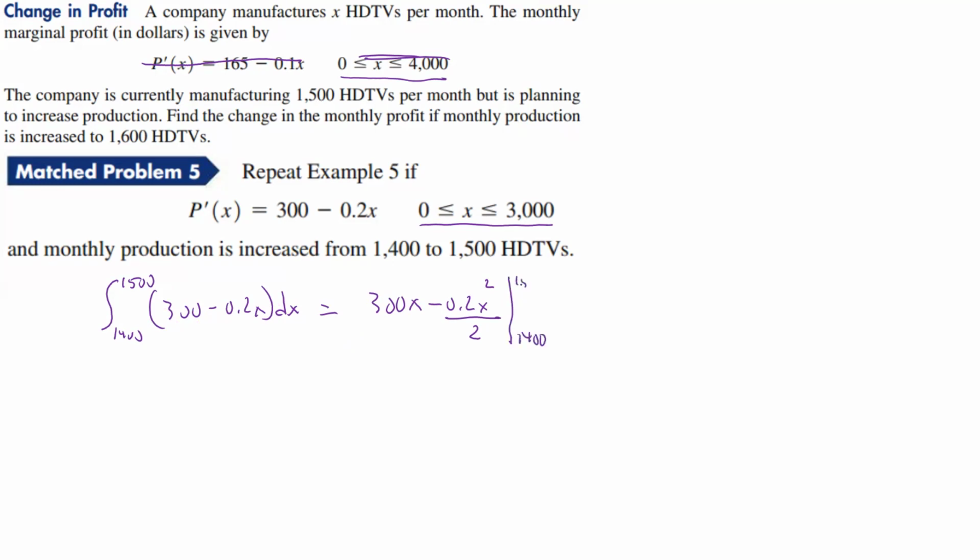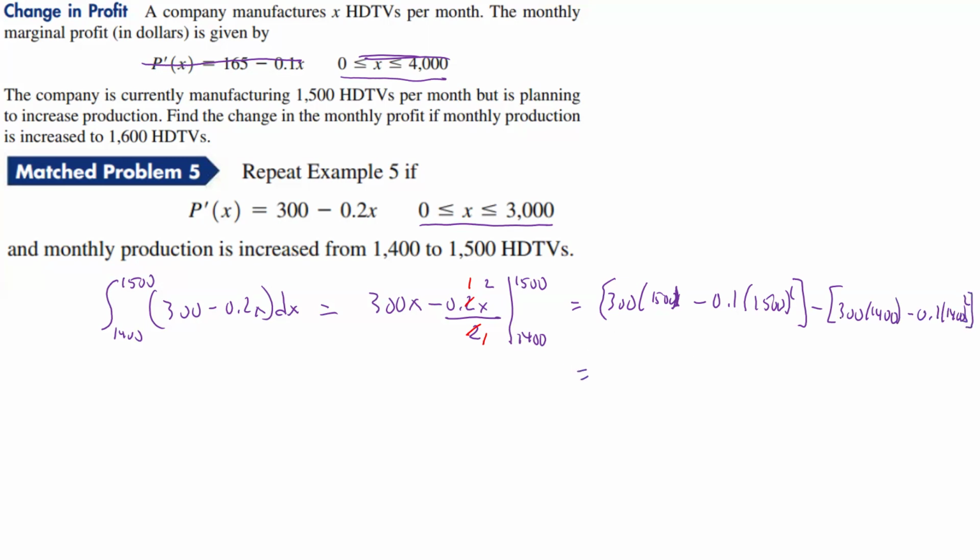1,400 to 1,500. All right, so I do see that I can cancel. So that'll be a 1, and that'll be a 0.1. That's going to make it so we have a little less to write down. Now we're going to evaluate it from here. So we'll have 300 times 1,500, and then minus 0.1 times 1,500 squared, and that's all going to be in one thing, minus 300 times 1,400, and then minus 0.1 times 1,400 squared.